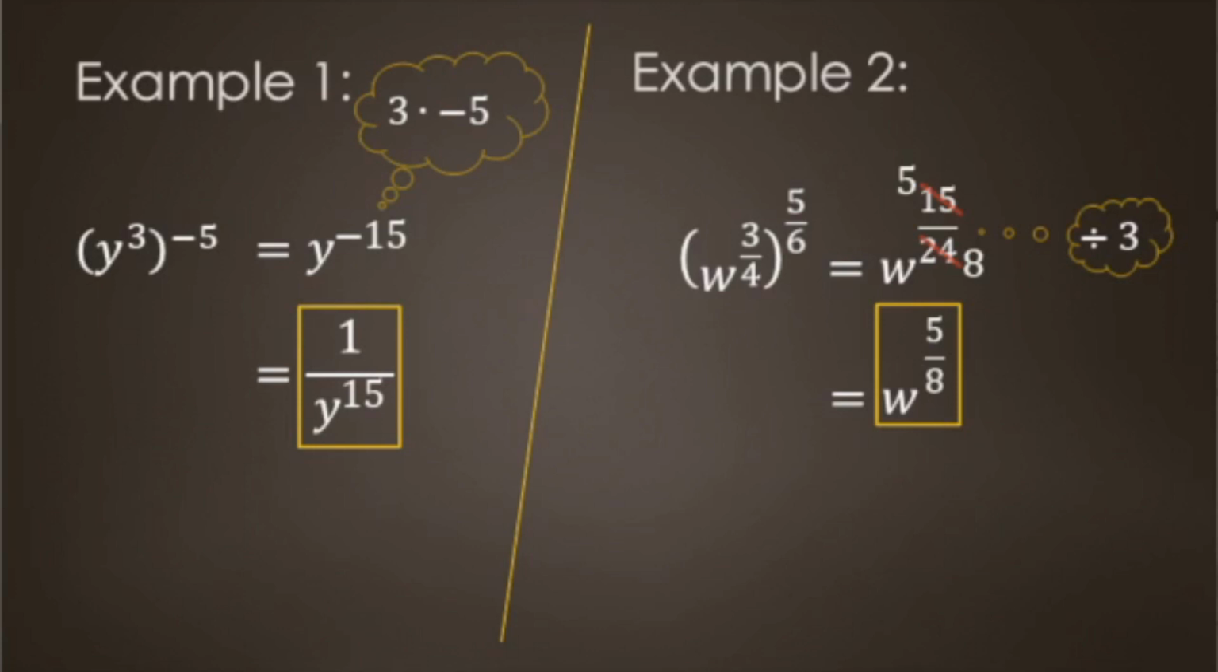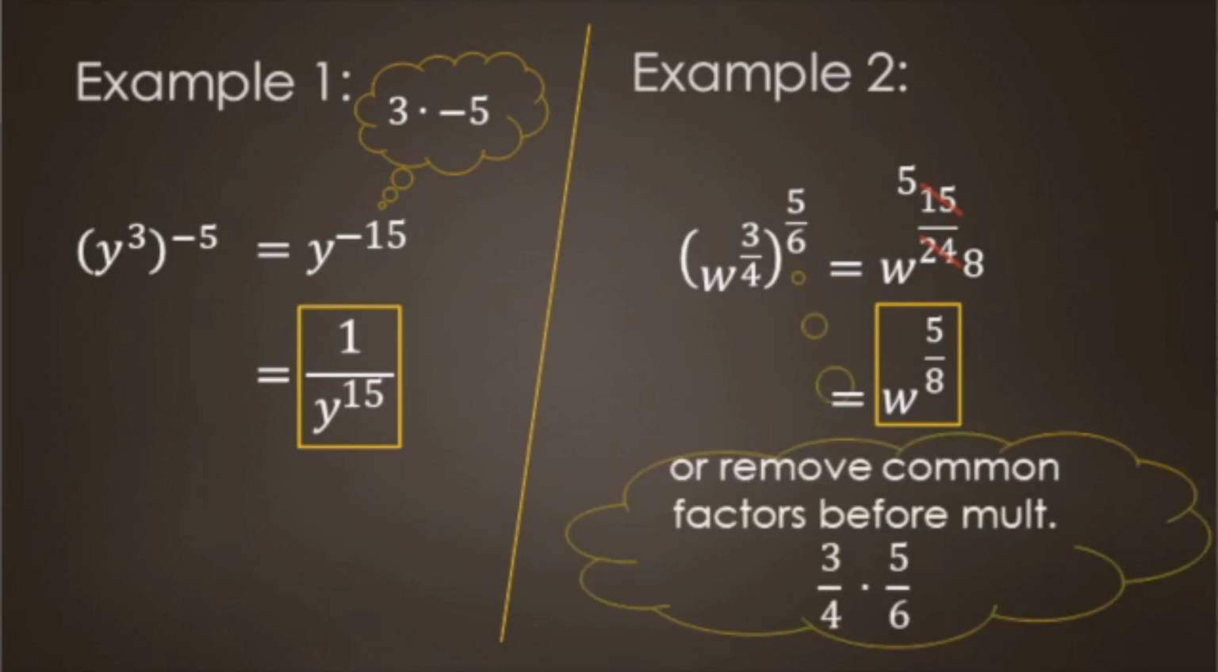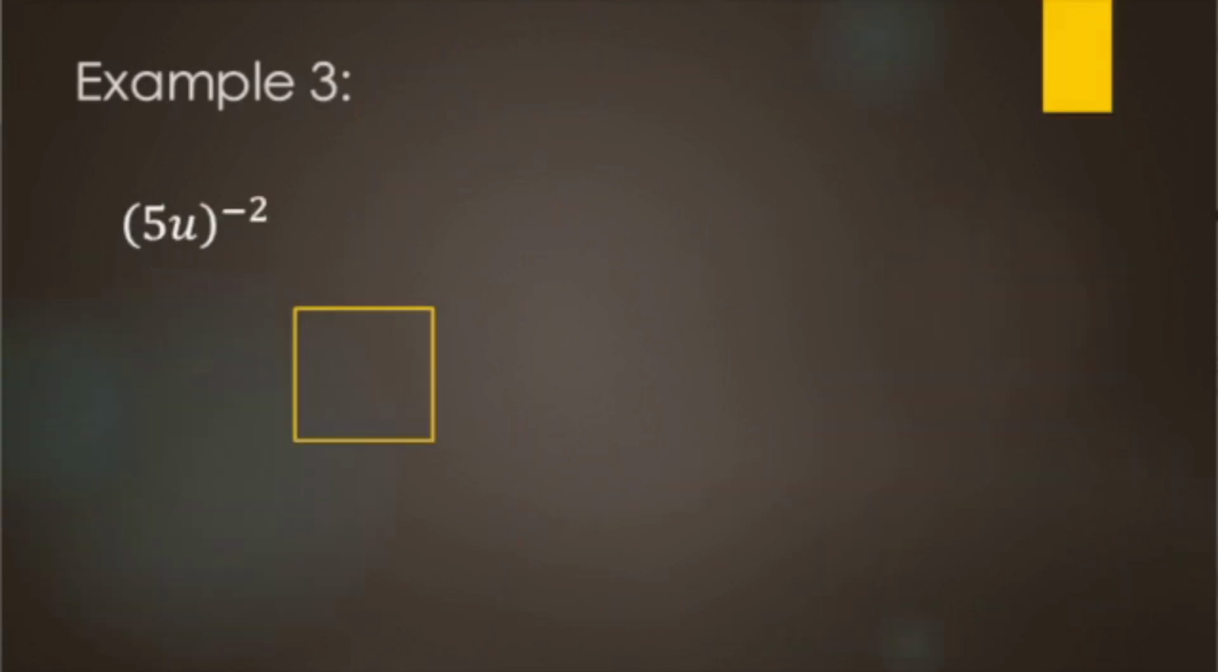Now, if you did want to simplify this a little bit, or make it a little bit simpler for you, you can do a cross-canceling type of idea. You can remove those common factors before you multiply. So here we have a 3. Here, the 6 also has a factor of 3 in it, so you can divide out a 3. So 3 divided by 3 makes a 1. 6 divided by 3 makes a 2. 1 times 5 is 5. 4 times 2 makes 8. So two different ways of multiplying those fractions.